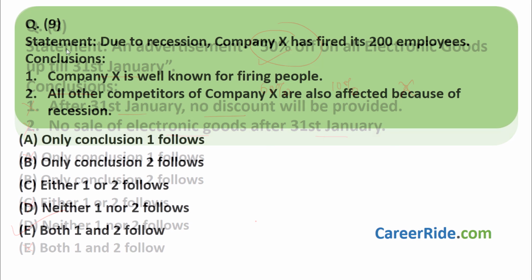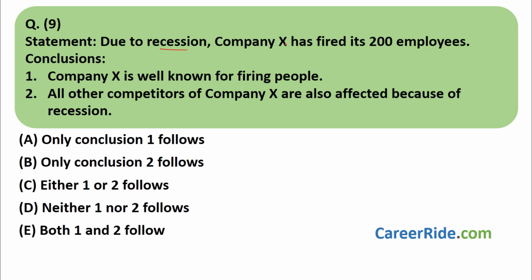Moving on. Statement: Due to recession, Company X has fired its 200 employees. Conclusions: Company X is well known for firing people. All other competitors of Company X are also affected because of recession. Over here again, first conclusion, Company X is well known for firing people. The statement is that due to recession, the company has fired 200 employees. We do not know the history of the company, whether it is famous for firing people or hiring people or anything like that. So this does not follow. We cannot assume anything. This is nothing but assumption. We are assuming that the company is known for firing people.